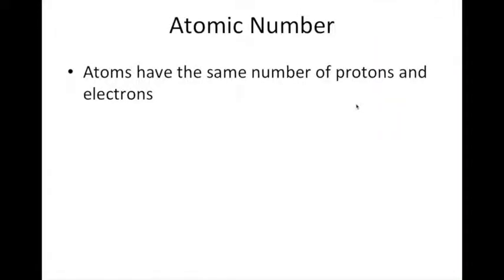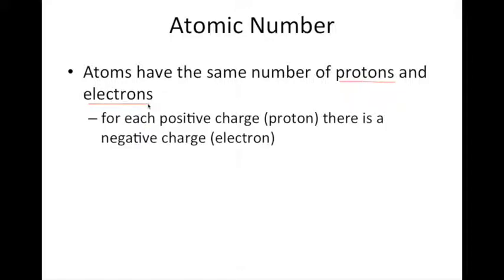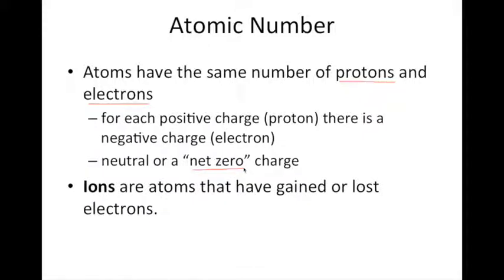A quick word about electrons, even though we're focusing mostly on protons and neutrons. Atoms have the same number of protons and electrons. So for each positively charged proton, there is a negatively charged electron. So atoms that have the same protons and electrons we say are neutral, or they have a net zero charge. Now there are atoms that can gain or lose electrons, and when they gain or lose electrons they're called ions. But for now we'll discuss ions more in a different video. But for neutral atoms we can assume that the number of protons and electrons are the same.